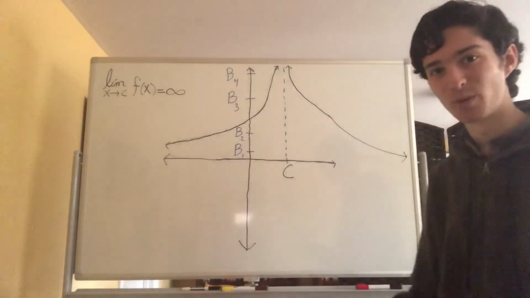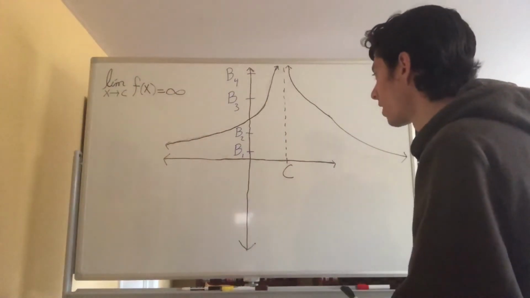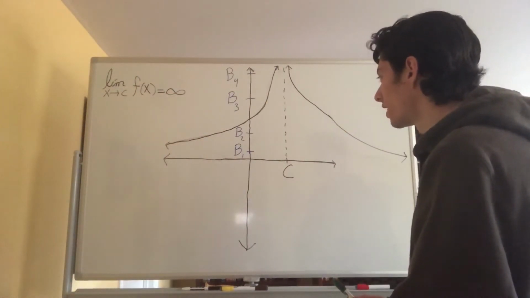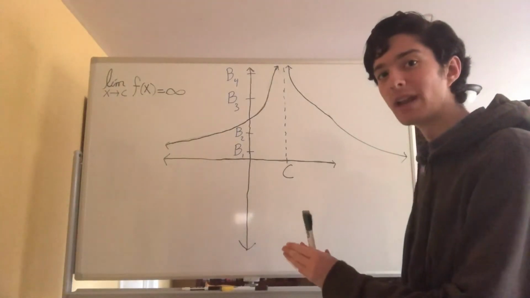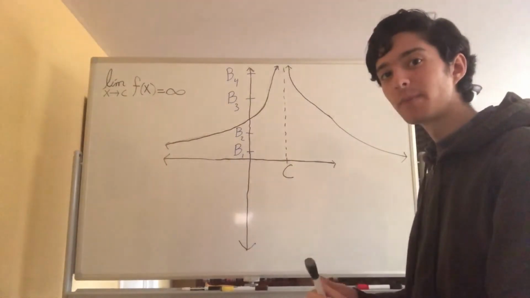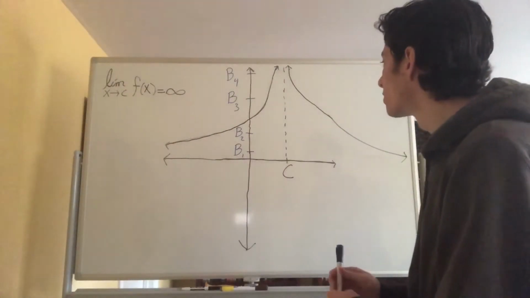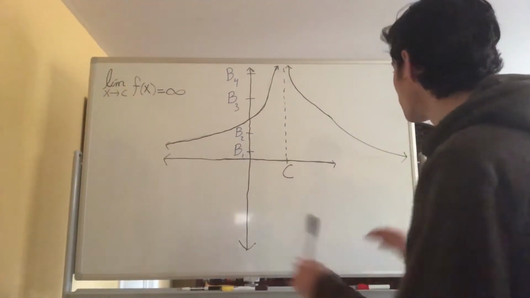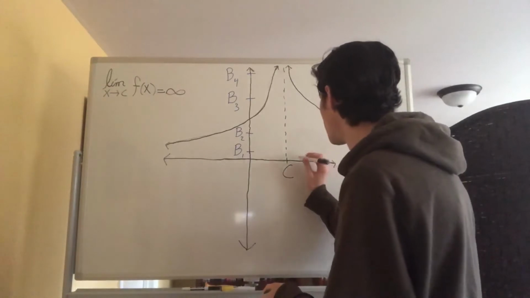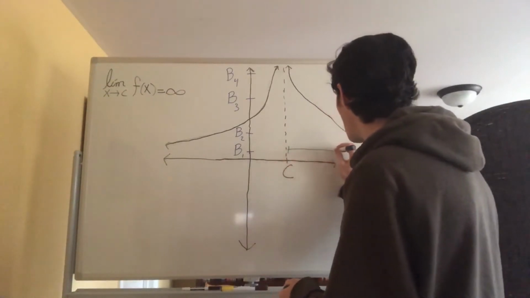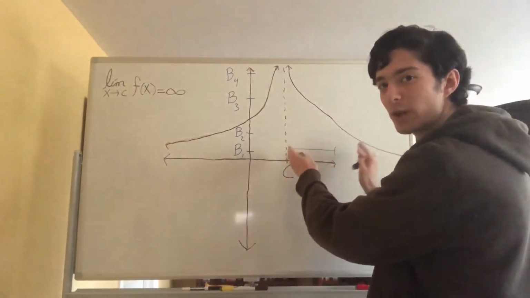So let's look at an example. We start with b1. Now we see, can we choose a width for c such that whenever x is within this width of c, f of x is greater than b? So let's see here. And it looks like there's a lot of options. So perhaps we make our width within this much of c. You're allowed to be within this width of c.